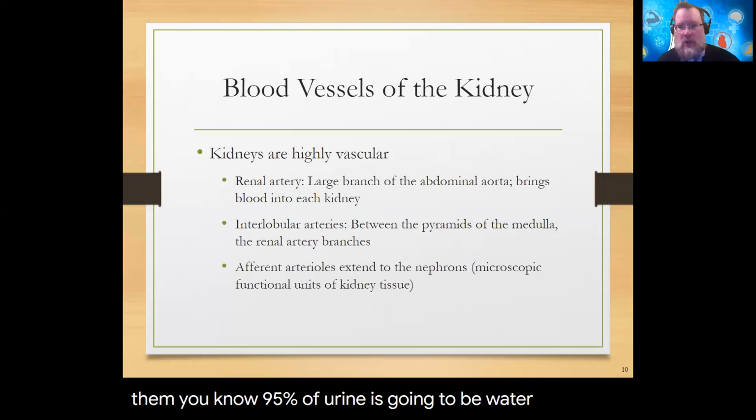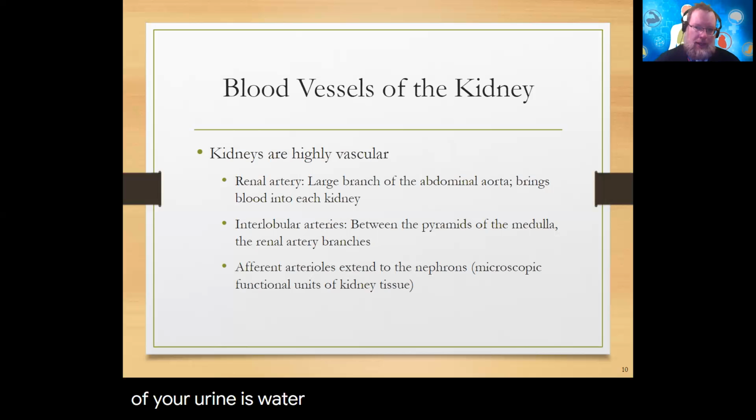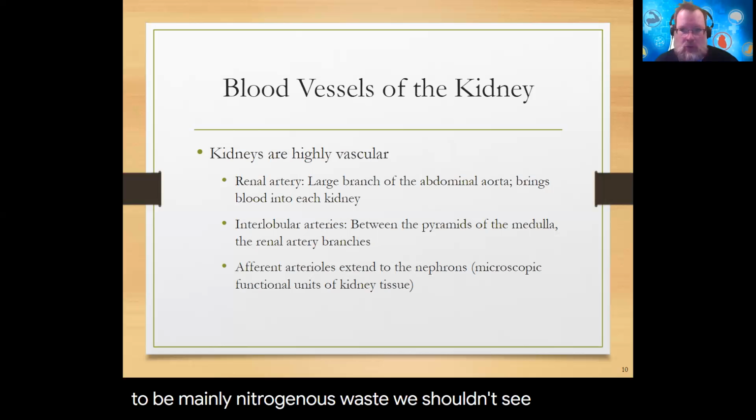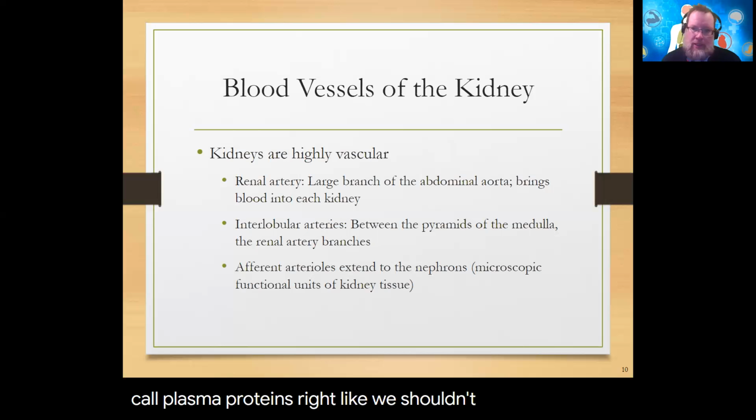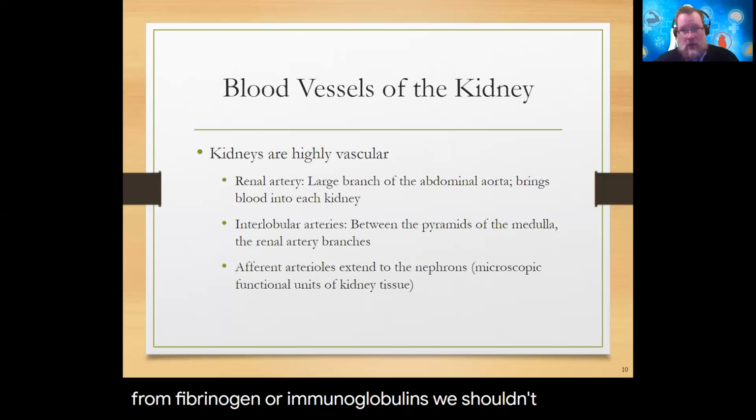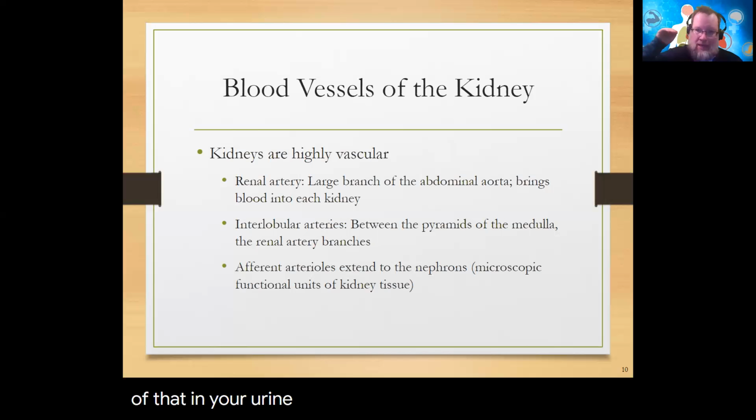So most of your urine is water. And again, that other 5% is going to be mainly nitrogenous waste. We shouldn't see what we call plasma proteins, right? Like we shouldn't see albumin or fibrinogen or immunoglobulins. We shouldn't see any of that in your urine. They're too large to pass out of the plasma and into, we'll talk about what it's called, but into what will ultimately be your urine.